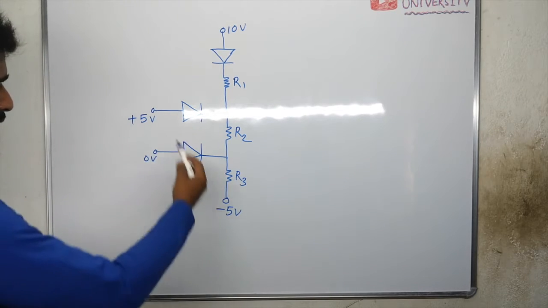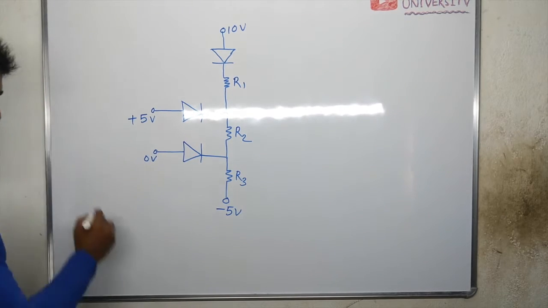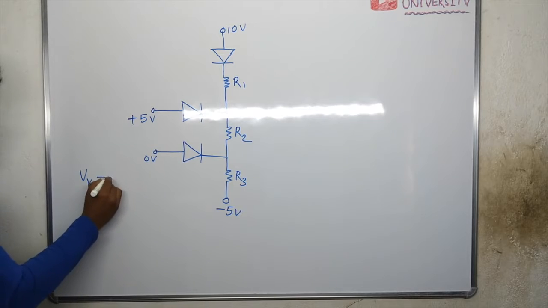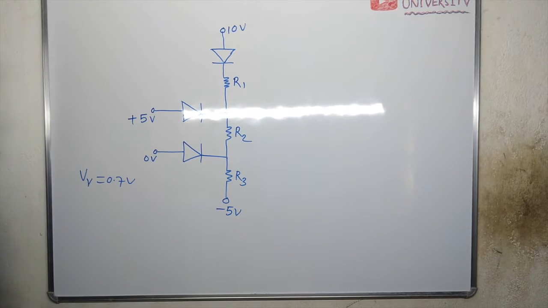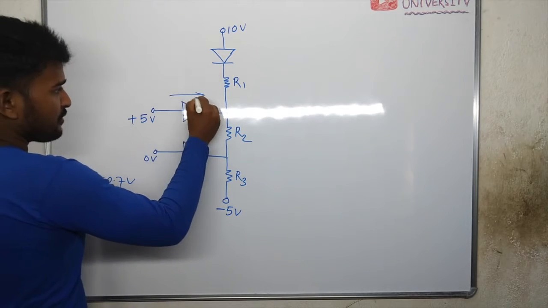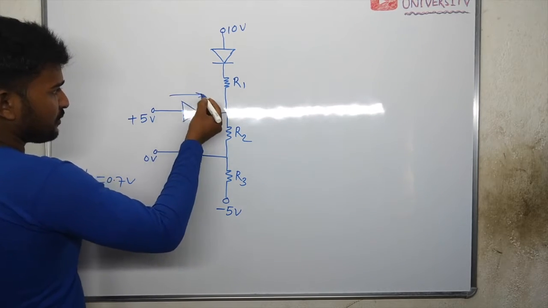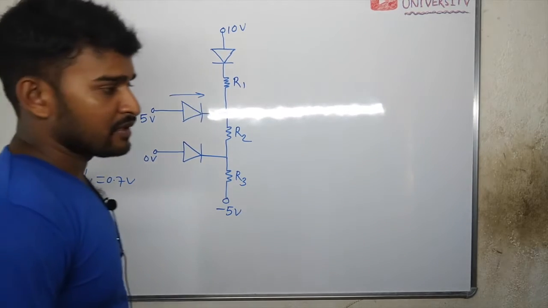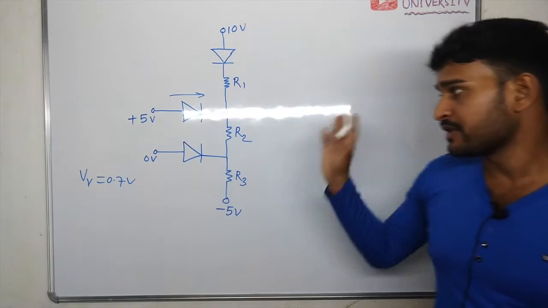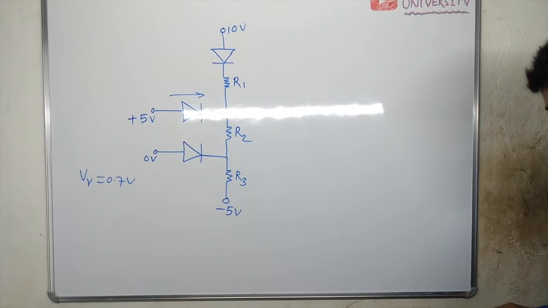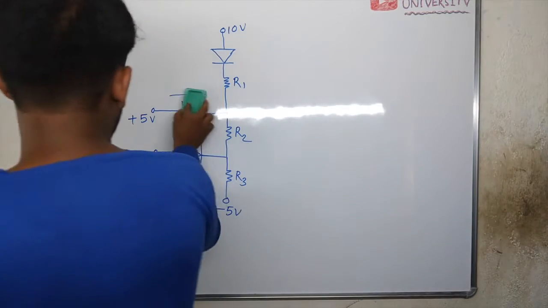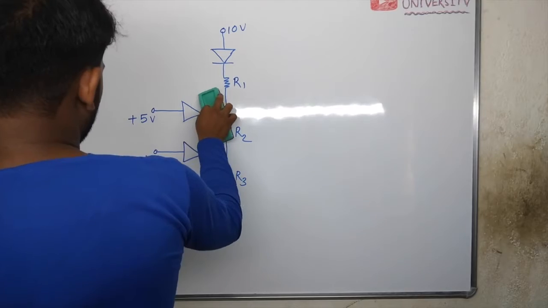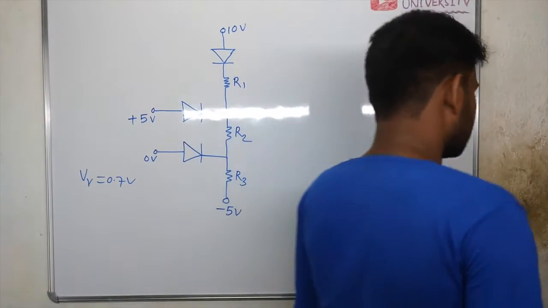It is given that the cut-in voltage for each diode is V gamma equal to 0.7 volt, and the current through each diode is 0.5 milliampere. So the current through each diode is 0.5 milliampere, that is, the forward current of the diode is given to be 0.5 milliampere. Now the question is about the value of R1, R2 and R3.